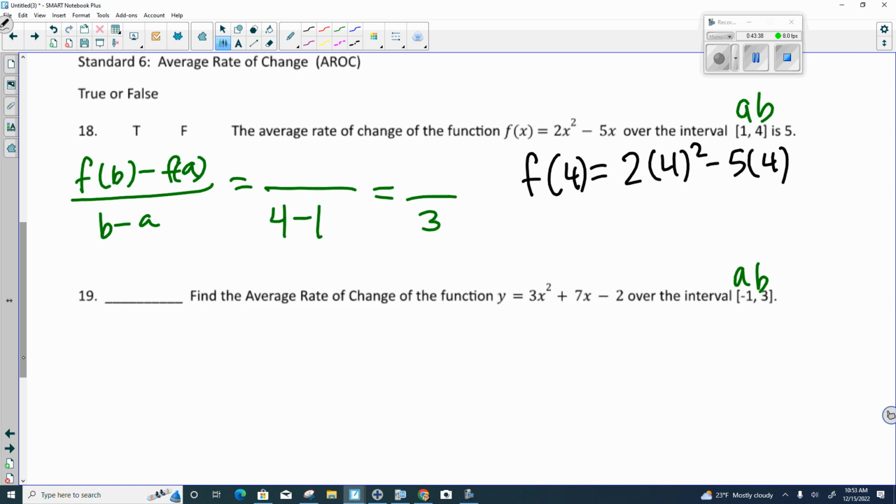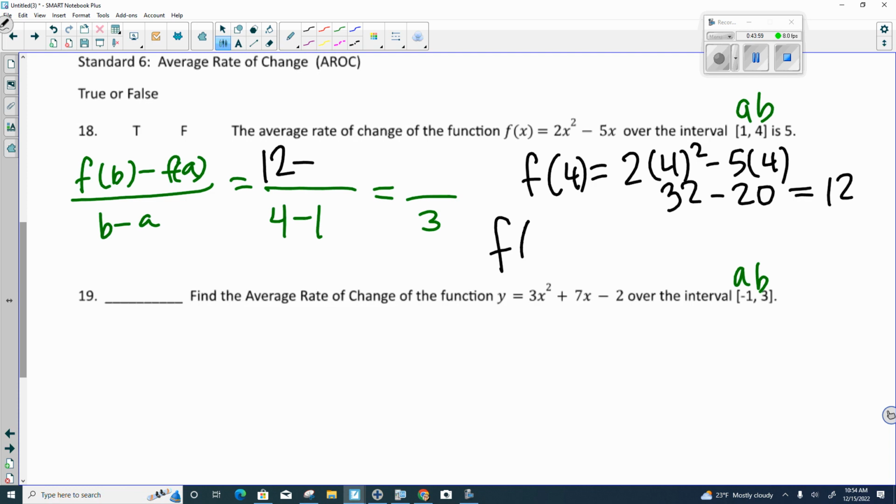Let's do f of b, which in this case, the b is 4. What do I do with that, Emma? Plug it into all my x's. Did you guys already do this one? Sophie, what's 5 times 4? Sophie, what's 4 squared? And 16 times 2? Okay, 32 minus 20 is 12.